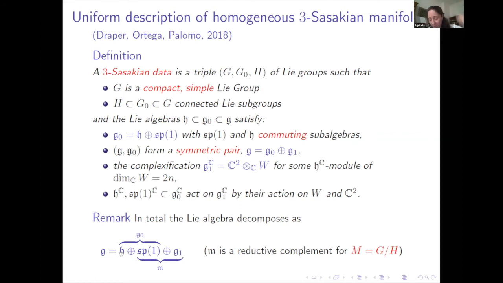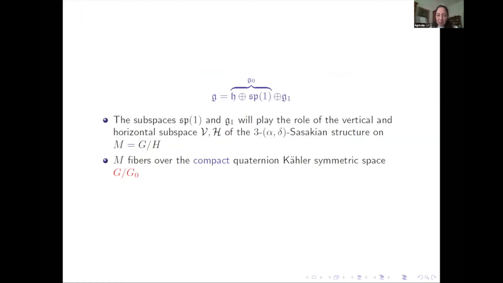The final manifold furthermore is a fibration with fiber Sp(1). To put that more explicitly, I repeat here my manifolds. The subspace is sp1 and G1. If you look at G mod H, they will basically play the role of the vertical part, because that's three-dimensional, and the horizontal part in our free alpha delta Sasaki structures. And all that fibers over a compact quaternionic Kähler symmetric space, which is just G over G naught. Okay, so this is the idea.